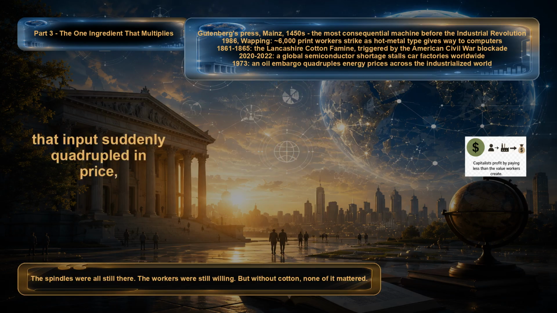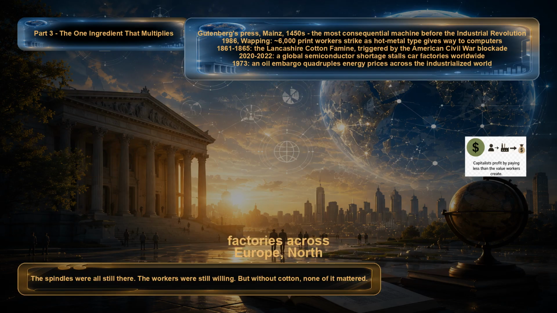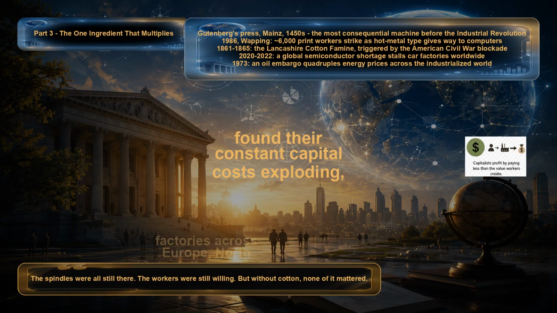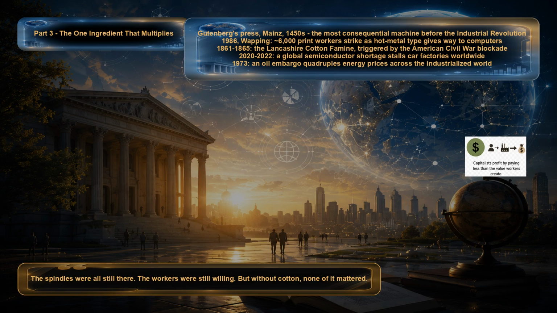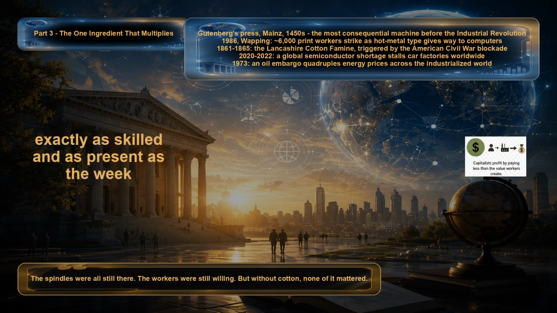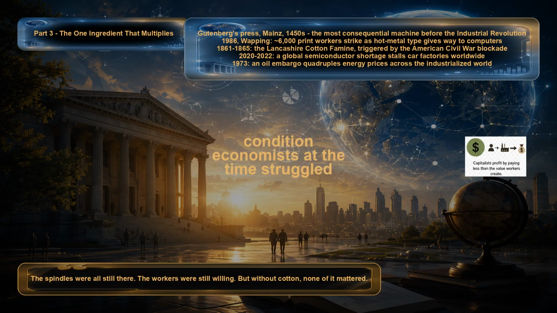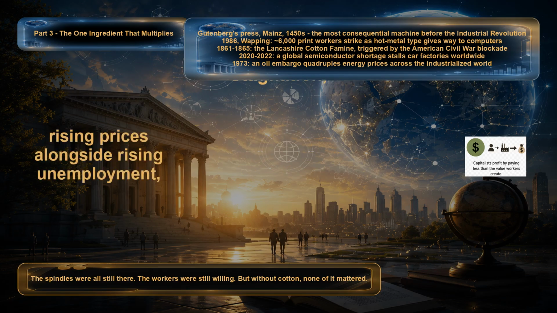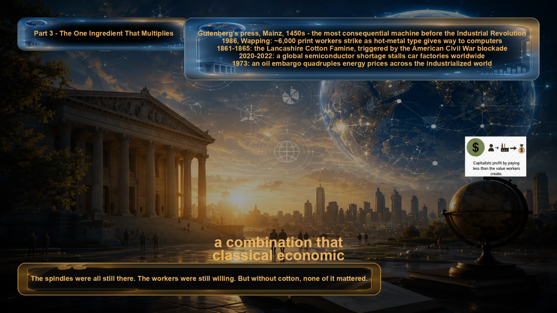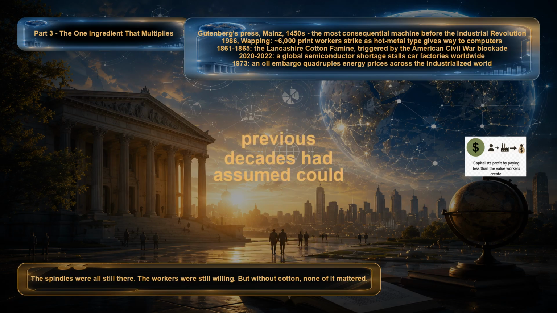When that input suddenly quadrupled in price, factories across Europe, North America, and Japan found their constant capital costs exploding, while their workers, their variable capital, remained exactly as skilled and as present as the week before. The result was a strange, uncomfortable economic condition economists at the time struggled to even name properly: stagflation, rising prices alongside rising unemployment, a combination that classical economic models of the previous decades had assumed could not really happen together.